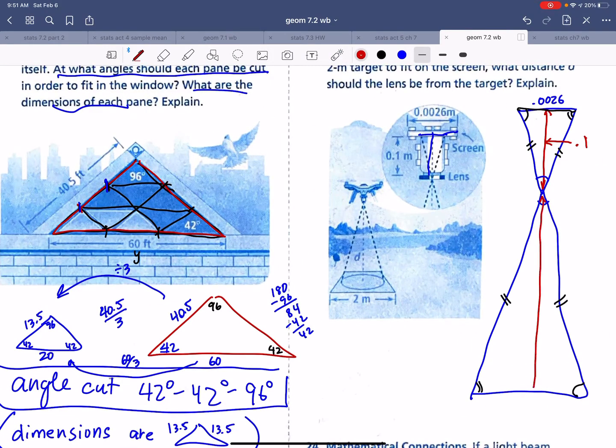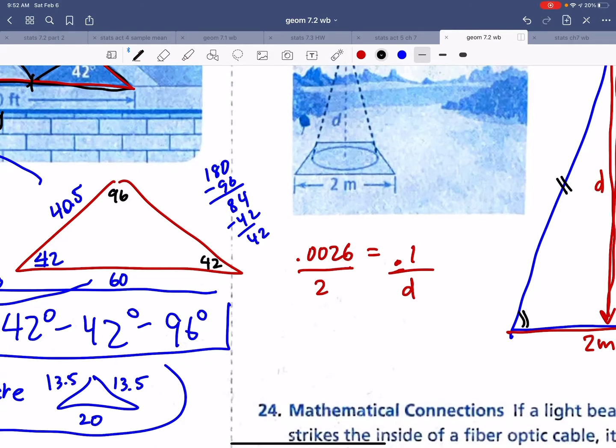All right, so they want us to calculate D, and the width of the big triangle is 2 meters. So we can set this up in a ratio. The width of the little triangle at top, 0.0026, and the height of the triangle, and it should make the same ratio with the width of the big triangle and the height of the big triangle. Now we'll just cross multiply to solve.